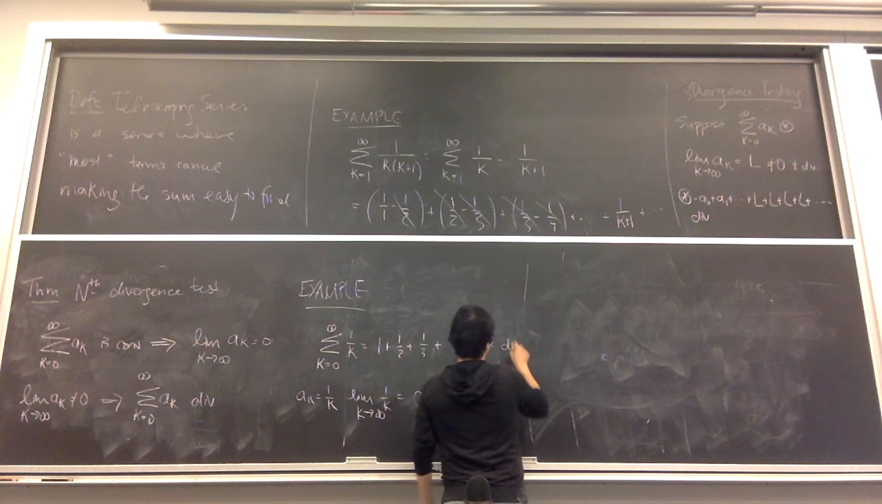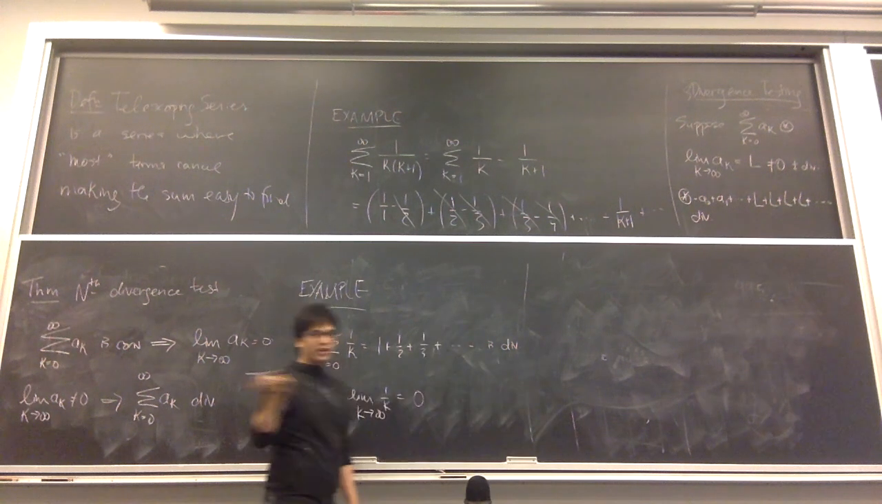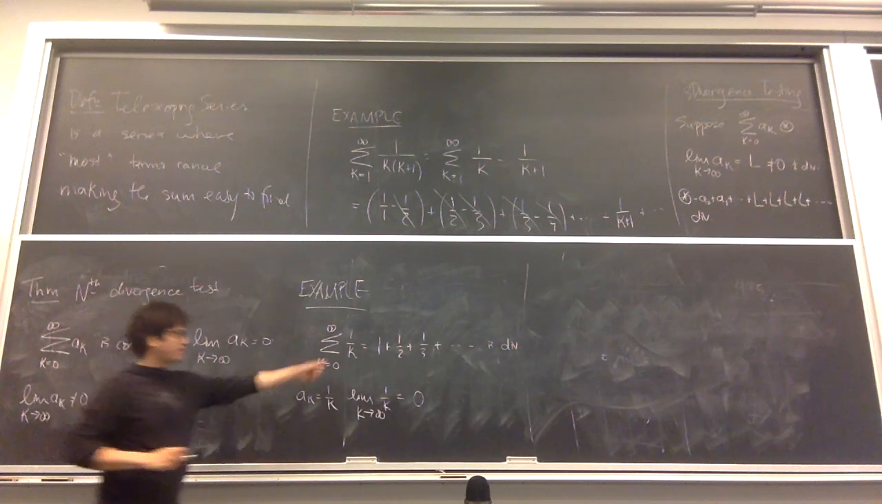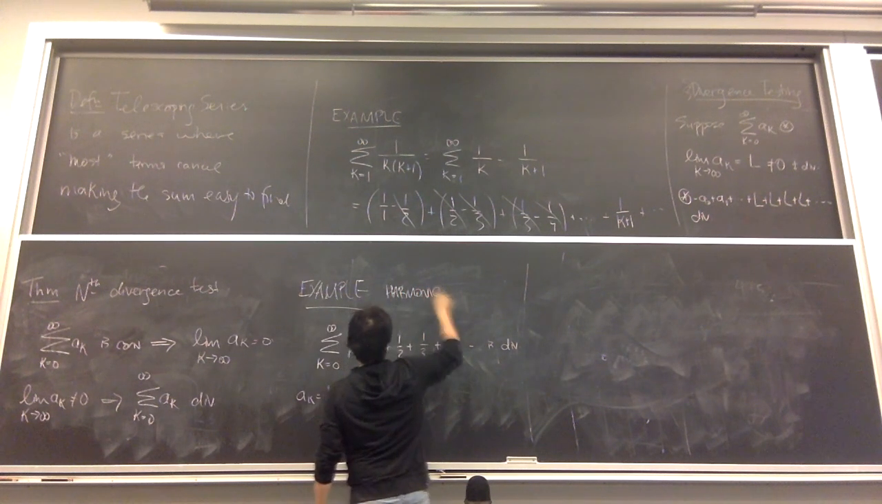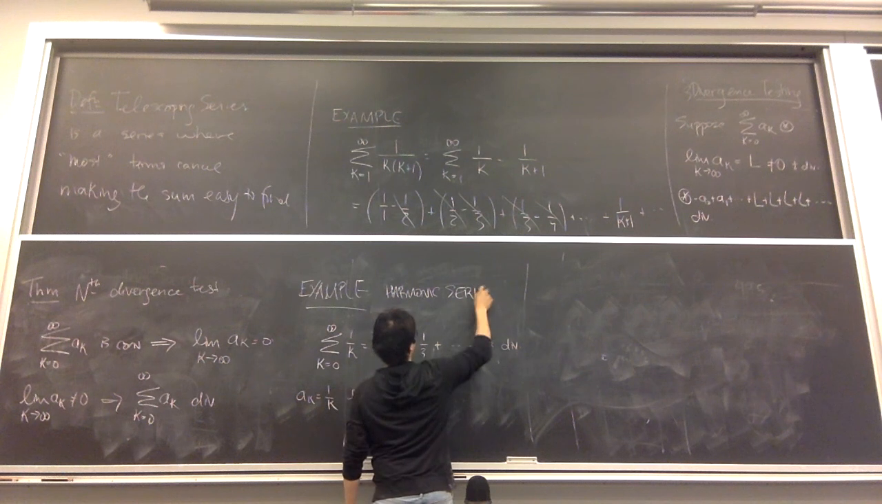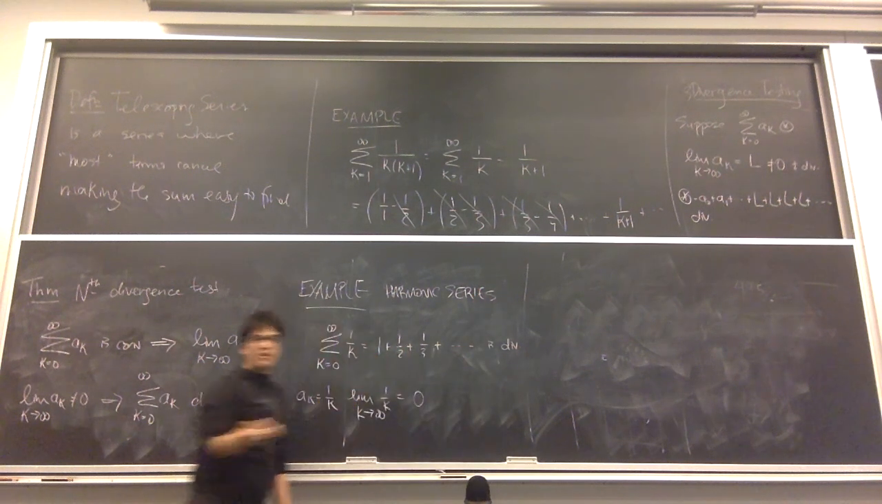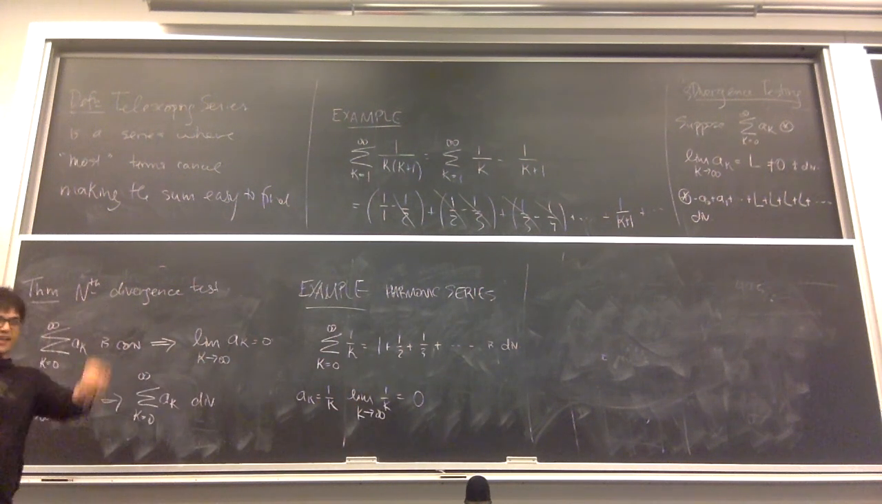I can't show you why yet. We're going to do that tomorrow. This is called the harmonic series. Okay, but this is the de facto example of something with terms that are trending to 0, but that still nonetheless diverge in their series.